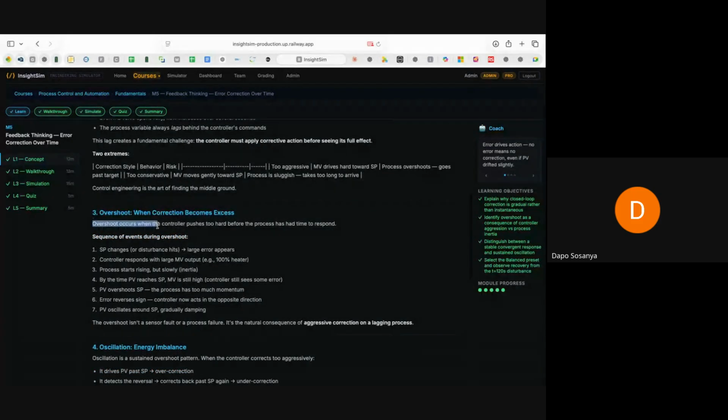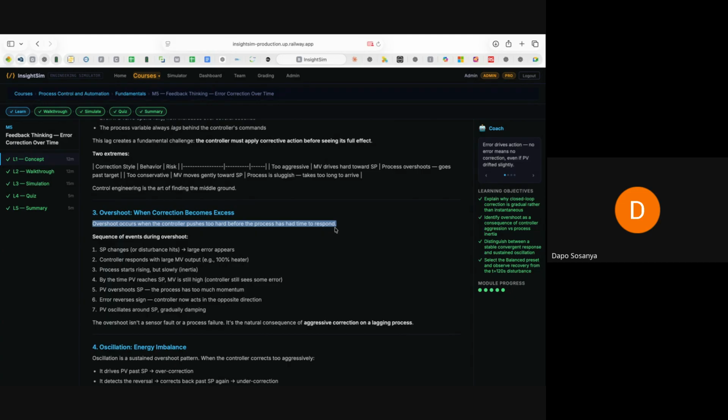Overshoot occurs when the controller pushes too hard before the process has had time to respond. The controller is an electronic device, and it operates in milliseconds. The process itself is physical and obeys the laws of physics. Water will take X seconds to acquire heat. Heat accumulation is gradual.